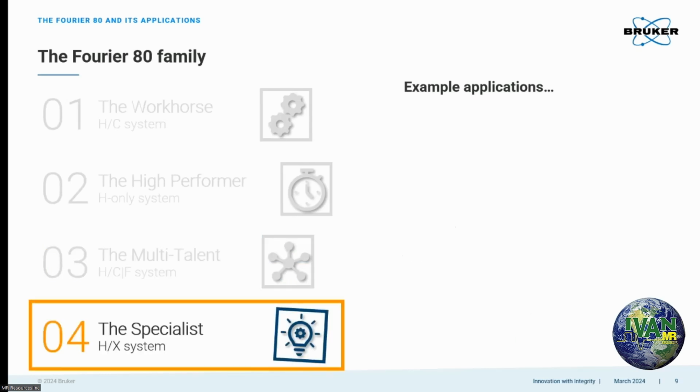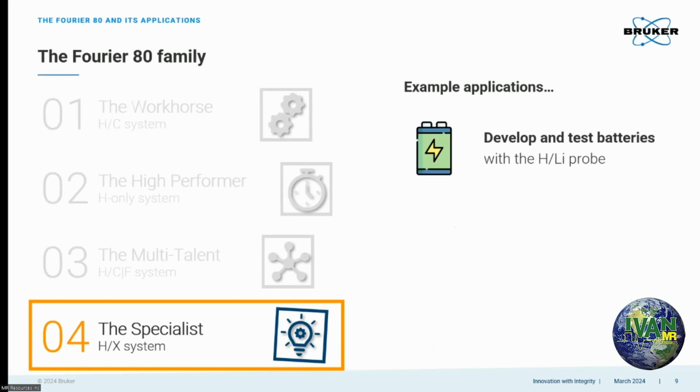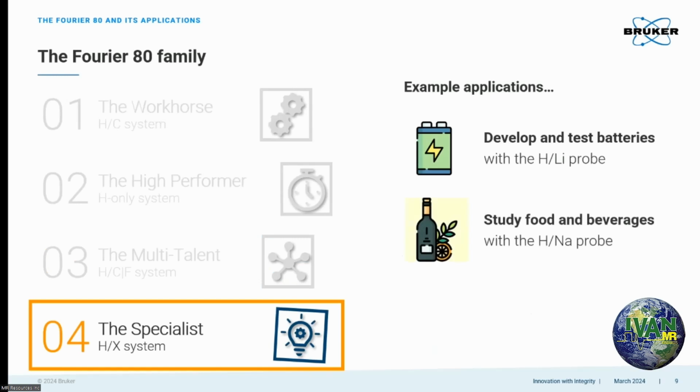And last but not least, we have the specialist. This is the oddball of the family, the nerd. He likes to go measure other type of nuclei in addition to protons. We have many different configurations available, some of which include the proton lithium probe for measuring and testing batteries, proton sodium probe for food and beverage analysis, and proton boron for quantifying byproducts in brines. I think we have about 8 of these options now, with more coming, and please check our website or catalog for the full list.